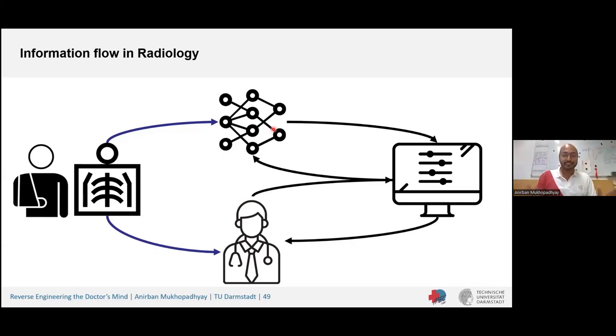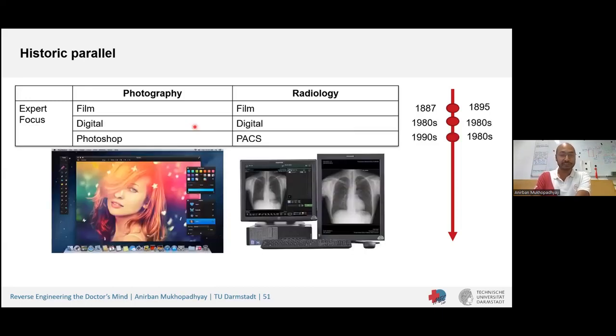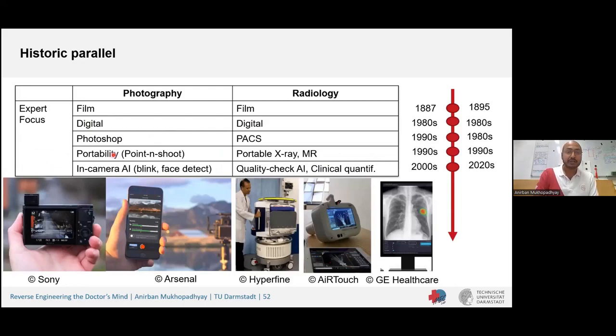To understand the problem, let's talk a little bit about the history. Radiology happened quite in parallel with photography. Around the late 1800s, we had photography and radiology both happening on films. Then it took almost 100 years, and both practices became digital, and with becoming digital, we had software, which are basically workflow management tools with superior manual image processing capabilities like Photoshop, the PACS systems, all of these appeared. And then we saw some of the portability issues, some of these feedbacks, in-camera AI, quality-checking AI, these sorts of things popped up.